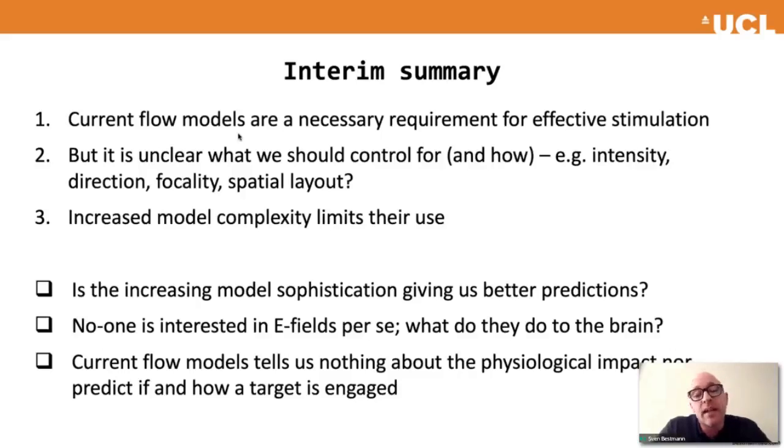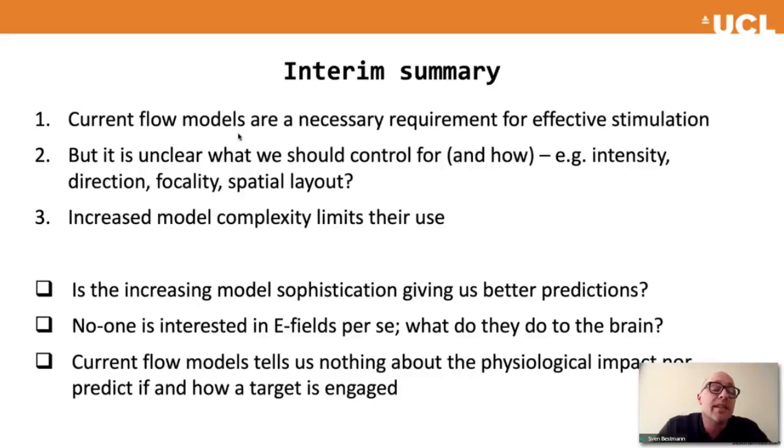And I think the problem then is that their use becomes very limited, certainly in some research settings and also in widespread clinical applications. And so we need to ask if the increasing model sophistication is really giving us better predictions. So ever finer anatomical models and so on, do they actually help us get better outcomes compared to what we had 10 years ago?